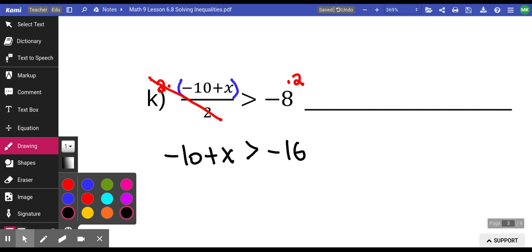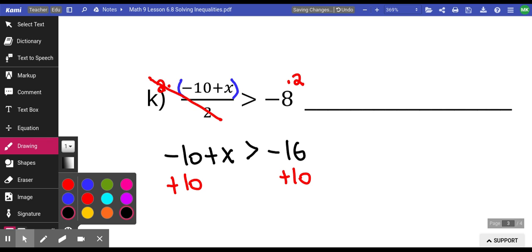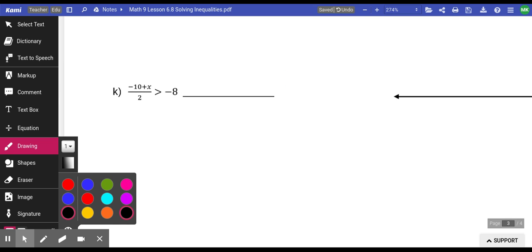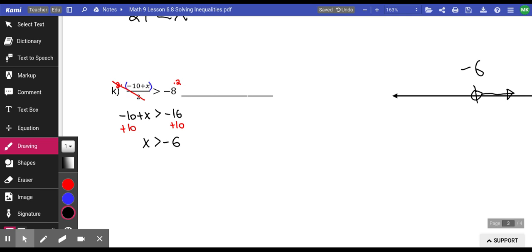So when you have a fraction where there's a binomial on the top, you get rid of the bottom first. And then you're just left with the binomial, and then you can start your process again of moving things away from the x. So we add 10 to both sides. That means x is greater than -6. If you were to graph that, we have -6. It's open circle because it's not equal to, and it's to the right because x is bigger.